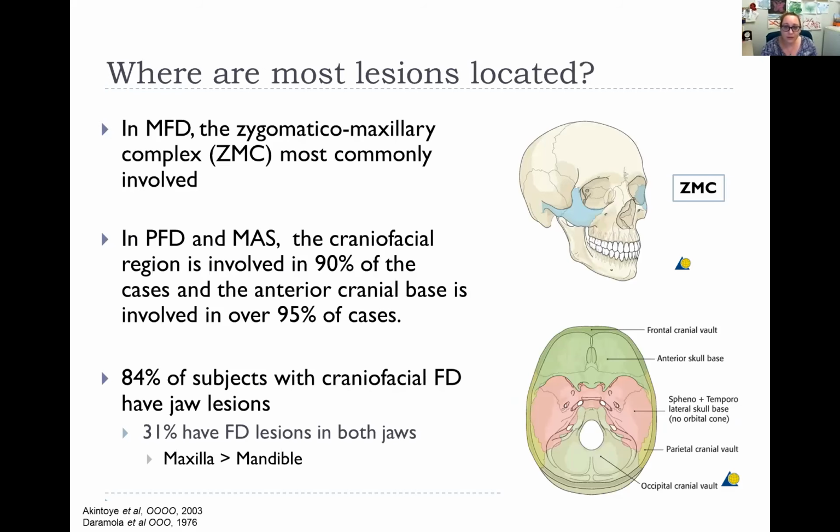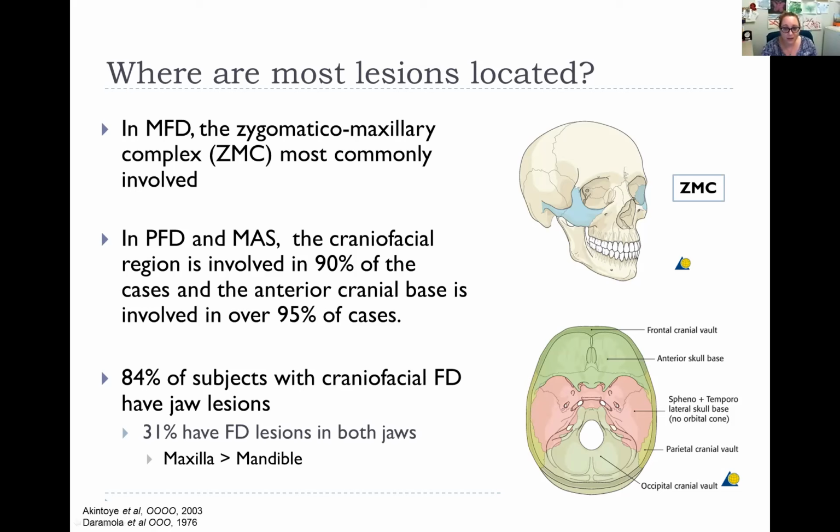So where are most of these lesions located? Monostotic disease, as I mentioned, refers to either one bone or one region of bone. The reason we often group the bones together is because the facial skeleton is so complex. In monofacial disease, the zygomatico-maxillary complex, or the ZMC, which you can see in blue in the diagram, is one of the most commonly involved.